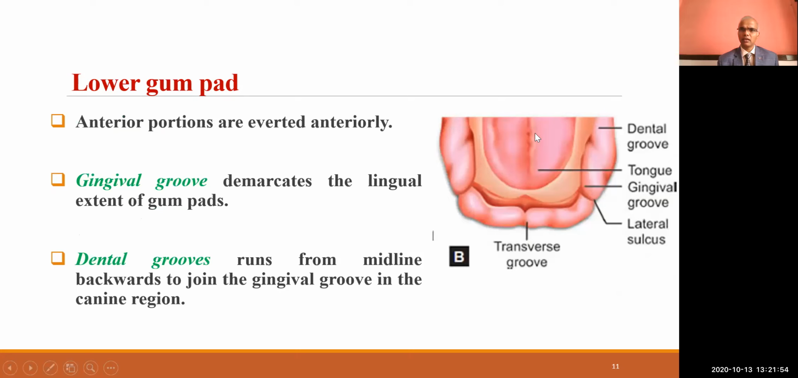Lower gum pad. In the lower gum pad, the anterior portions are everted. The gingival groove demarcates the lingual extent of the gum pad. And the dental groove runs from the midline backward to join the gingival groove in the canine region, and it also ends in the second molar region.